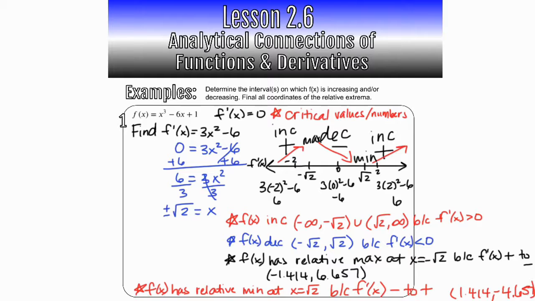And that's the actual coordinate point there. Again, plugging in positive square root of 2 in for x into the original function, which is way up here, okay? The actual function f of x. All right, so that is if you have a polynomial.